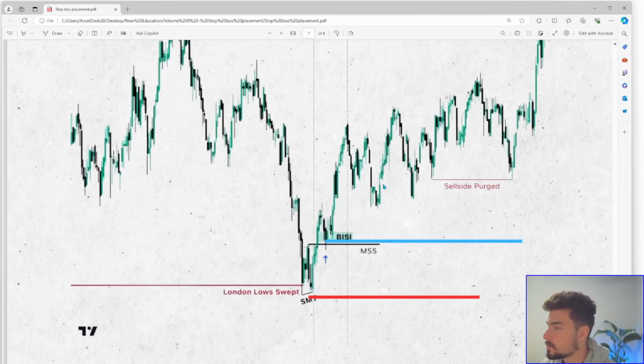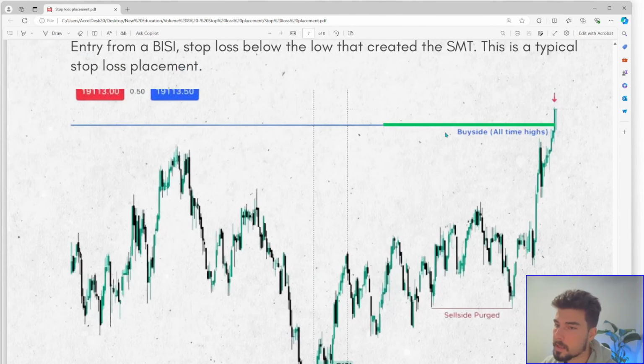Originally, it's very typical. Right? I'm only in with one contract. So if I'm in one contract, I'm willing to have the stop loss a little bit more than usual. Entry from this limit order. Stop loss below the low that creates the SMT, very typical. And then obviously TP at this swing high.